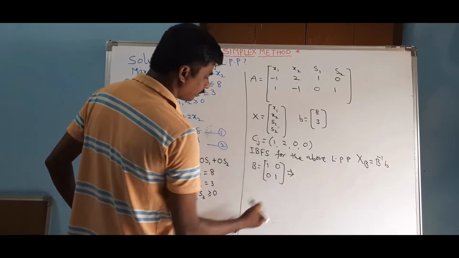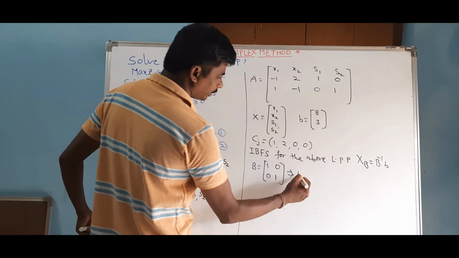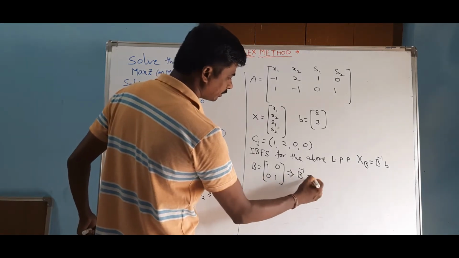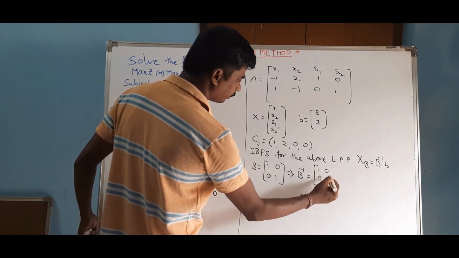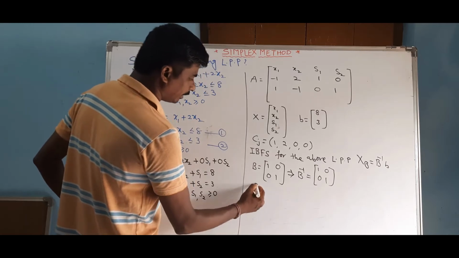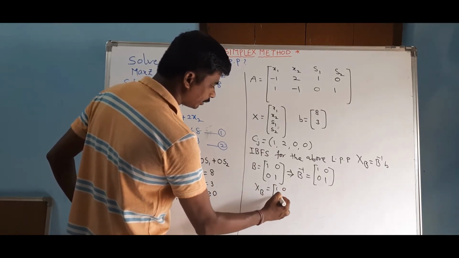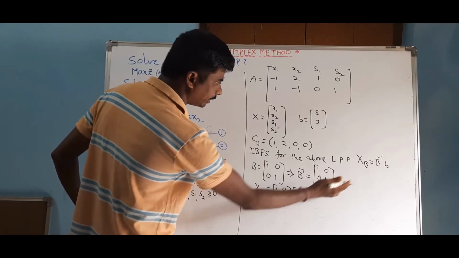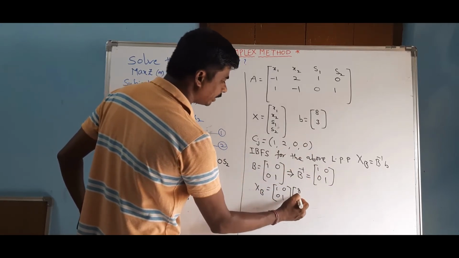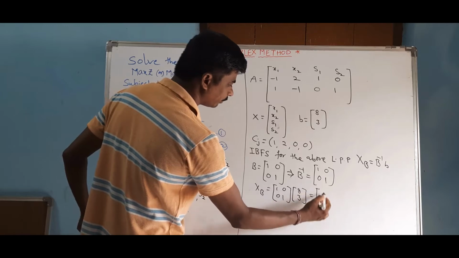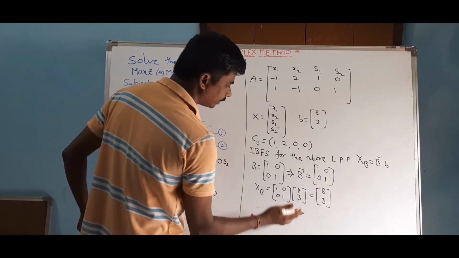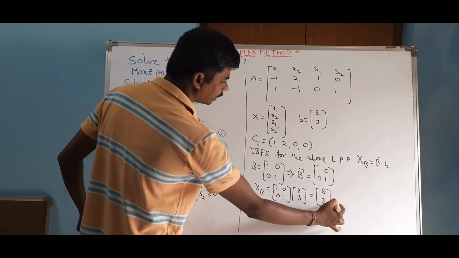Now how many times of here? Now see here, B inverse equals [1 0; 0 1]. Don't change this one. Okay, right? XB equals B inverse times [1 0; 0 1]. What is B? B matrix is 8 into 3, that equals 8 3. Okay, XB equal to 8 3.